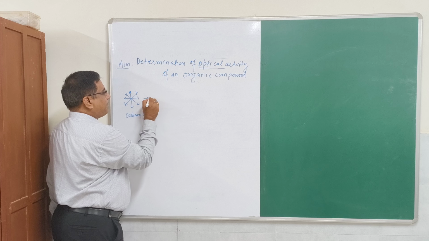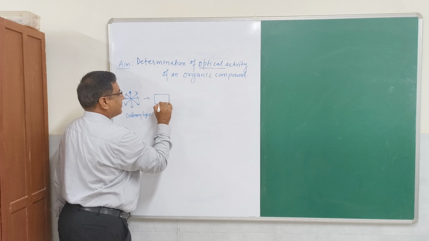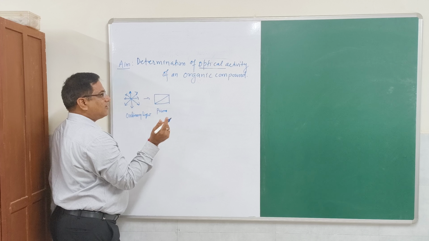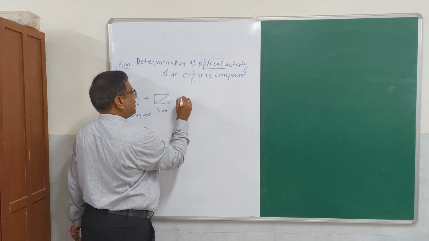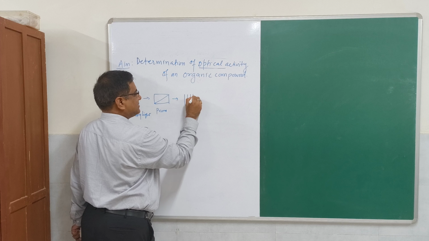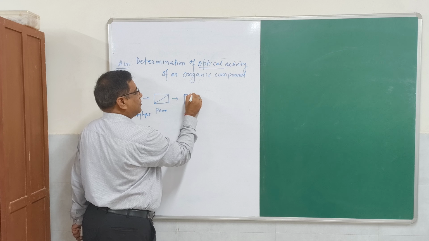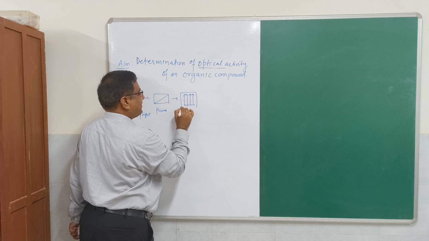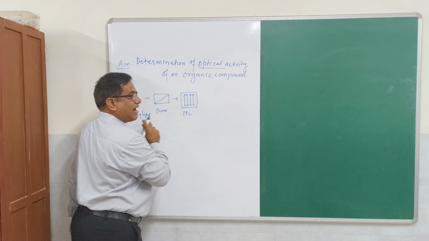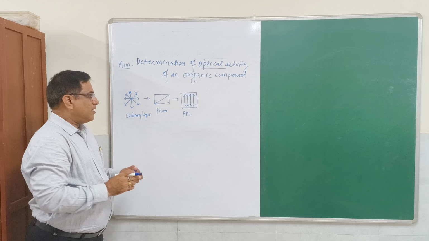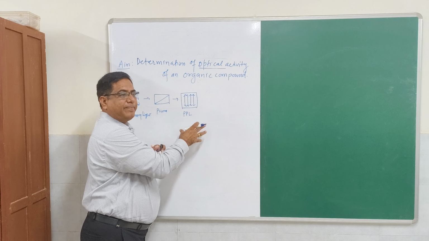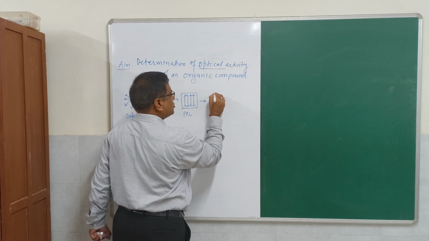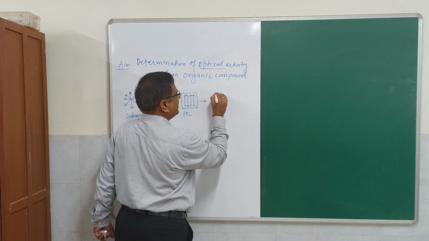If you pass this ordinary light through a Nicol prism, it converts into PPL, plane polarized light. Now you can understand the difference between PPL and ordinary light, because ordinary light is in all directions and PPL propagates in one direction. This light we allow to pass into the organic solution.